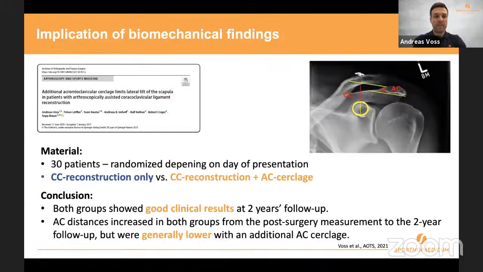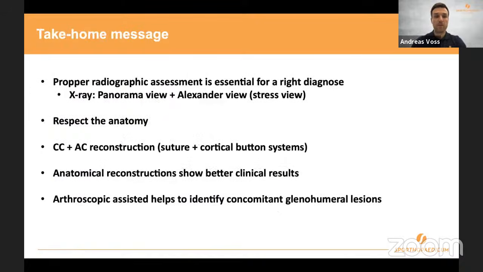Also, we investigated our patients that we treated with the arthroscopic assisted CC reconstruction, and we compared the CC reconstruction only versus CC reconstruction with an additional AC cerclage. We followed these patients for 2 years. Both groups, I have to say, have good clinical outcomes, but the AC distance increased in both groups from the post-surgical measurements to the 2-year follow-up, but they were generally lower with the additional AC cerclage. This also points out that this is a necessary step to do.